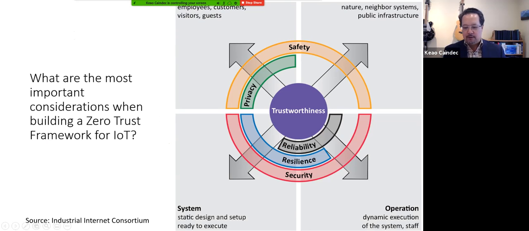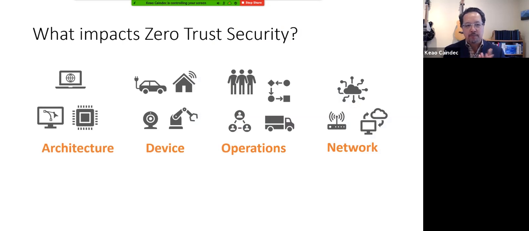Let's talk a little bit more about what impacts zero trust, because there's a lot in there in terms of architecture and the devices, the operations, and of course the network. From an architecture perspective, you all have founded or are involved with companies that are very much at the cutting edge here. What is it that has been missing from the security architecture, especially for IoT, that you believe is impactful or important? Matthias, you want to tackle that?